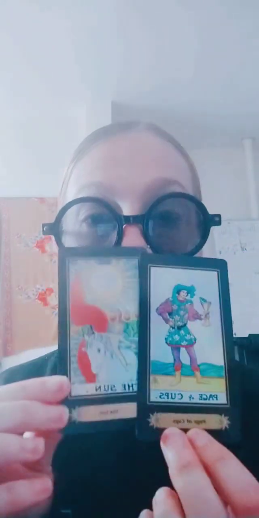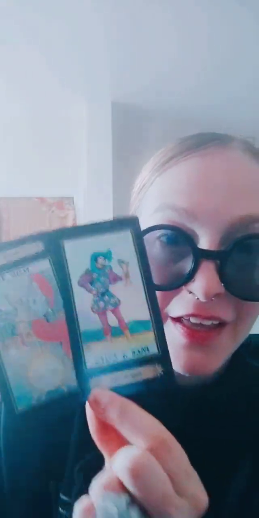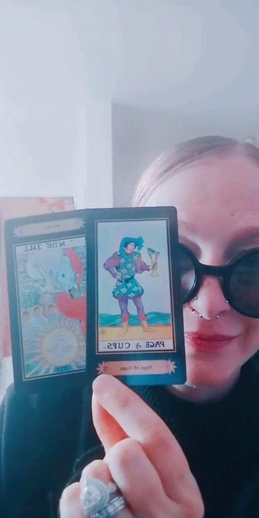The Page of Cups with the Sun. Let's put this in a threat model. The Page of Cups and the Sun. While some could consider this a communication, depending on how the energy feels when you have these two cards, let's say the Sun is in reverse, this could be a predator.